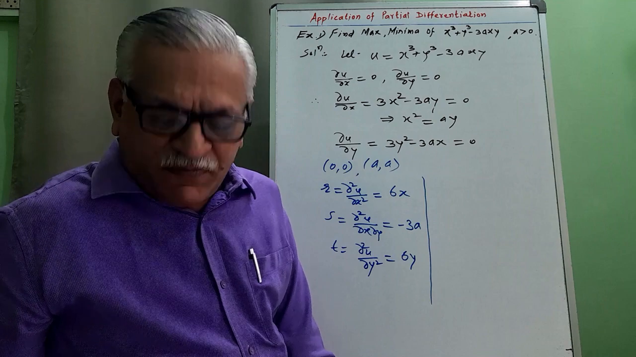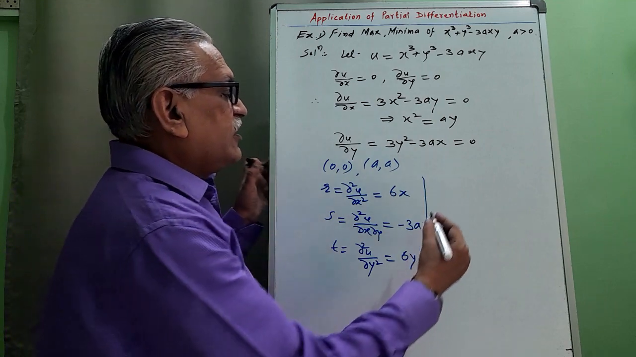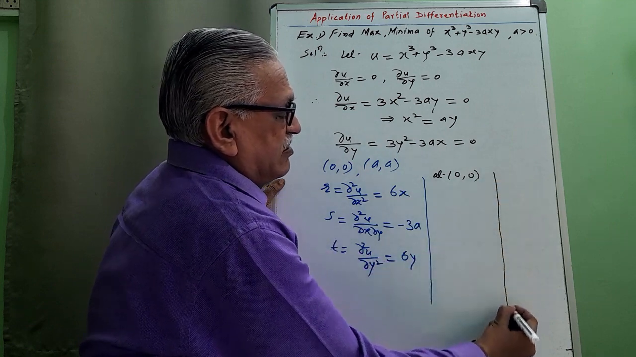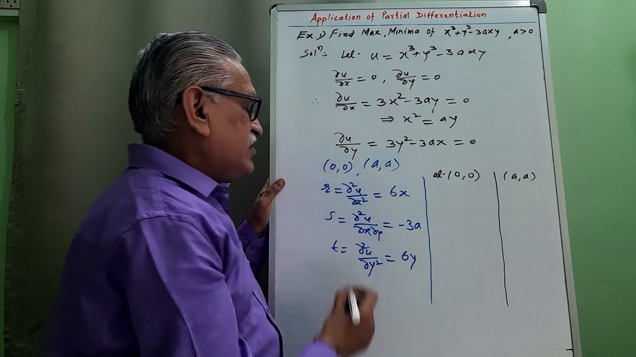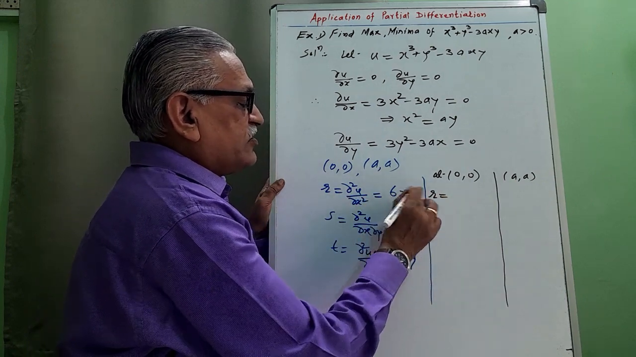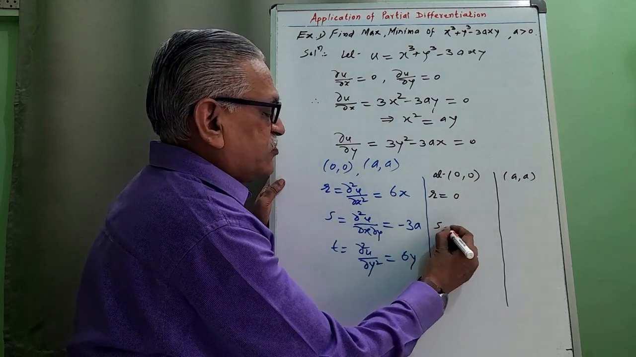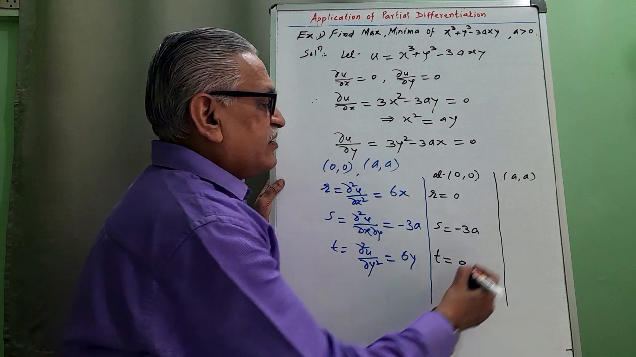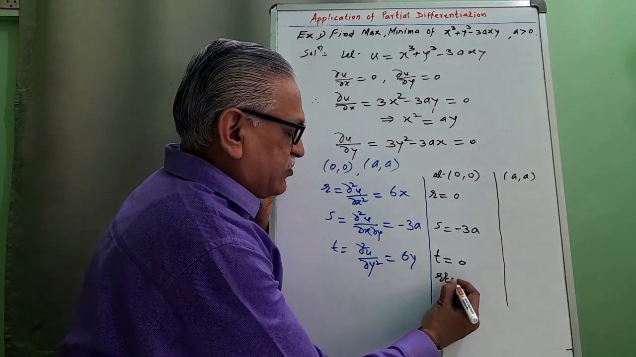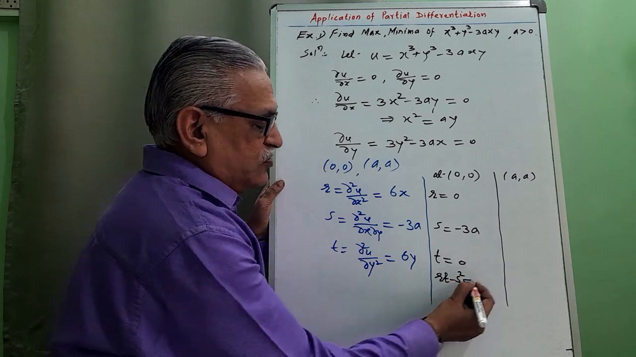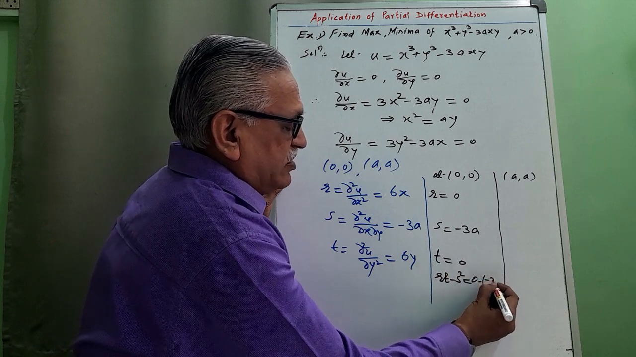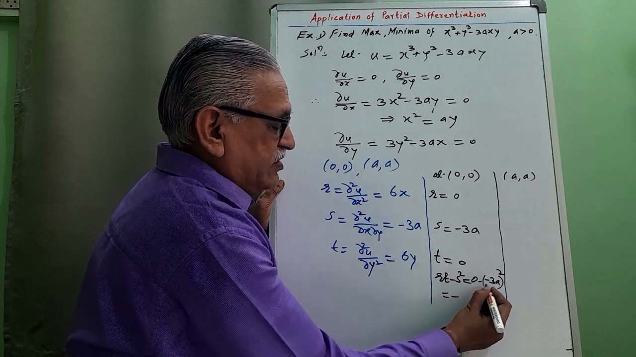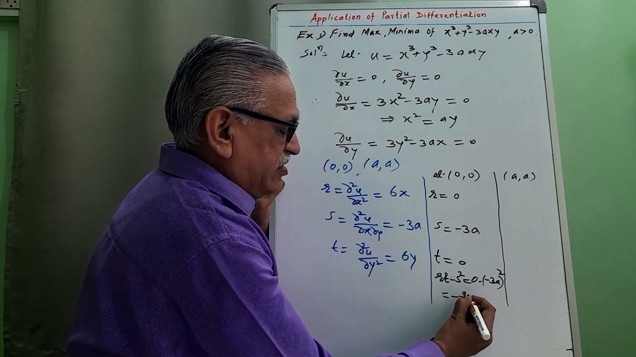Then we determine the values at those points. At first (0, 0), the value of r is 6 into x, x is 0, therefore it is 0. s is equal to minus 3a, and t is equal to 6 into 0, which is 0. Then we check the sufficient condition: rt minus s square is equal to 0 times 0 minus (minus 3a) whole square, and therefore it is equal to minus 9a square.